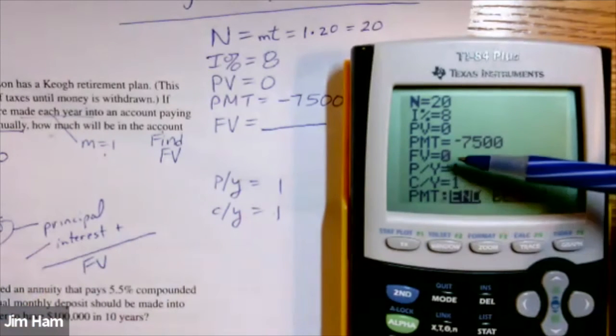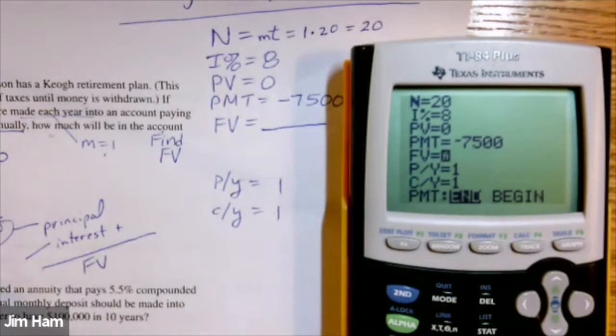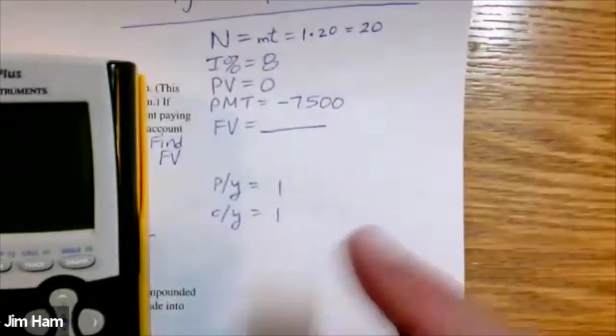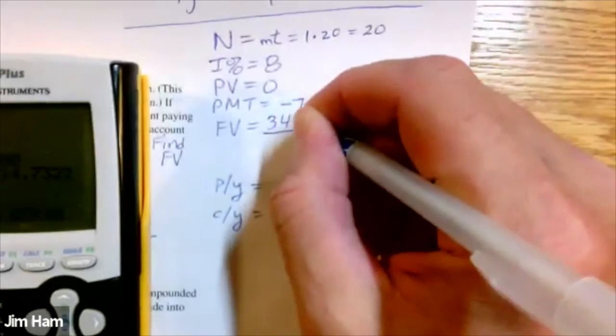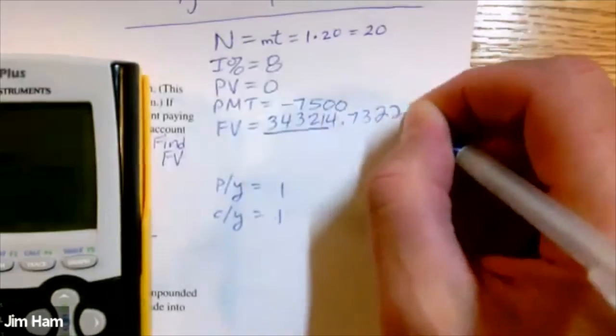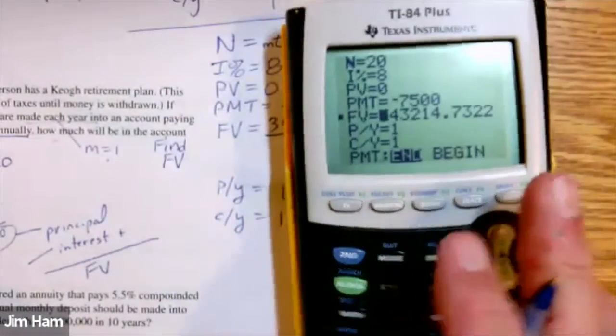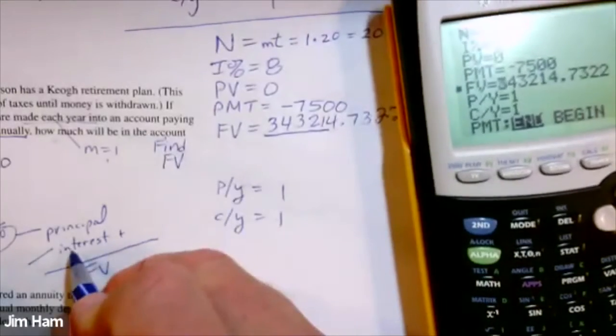All right, so from here, you want to do alpha, the green key, and then enter. And there it is. So it's a very nice amount, $343,000. And only 150 of that was what you contributed. The rest of it is the interest.